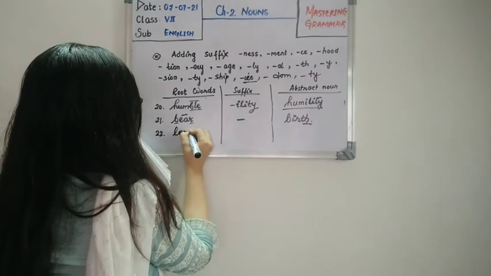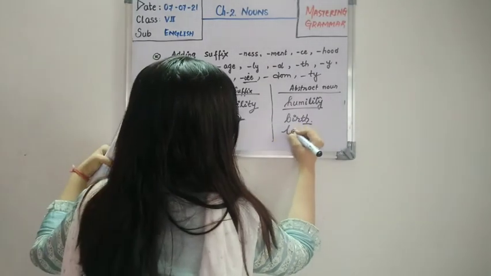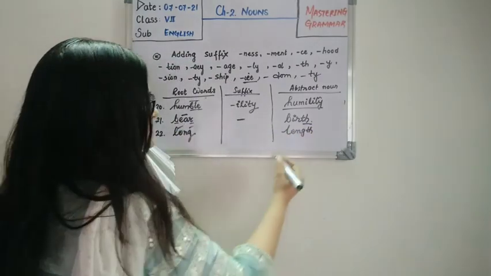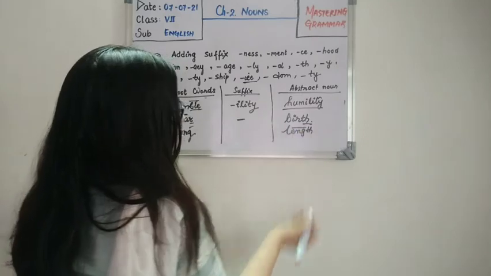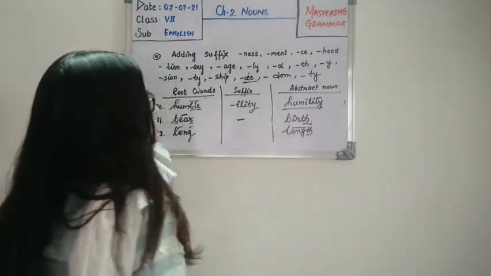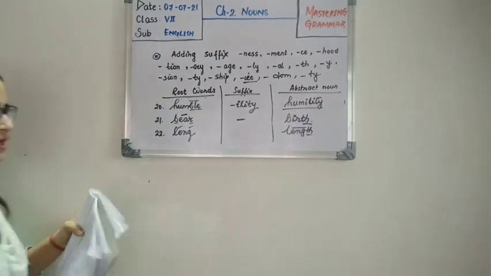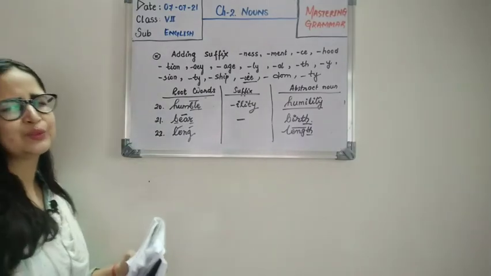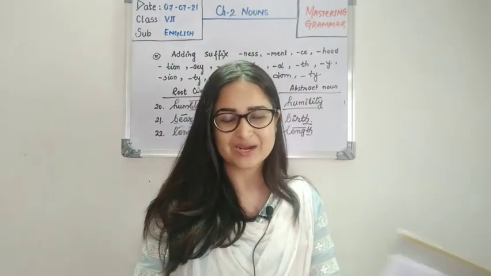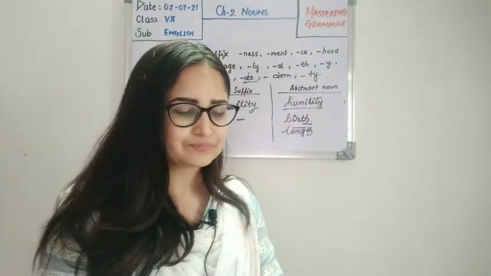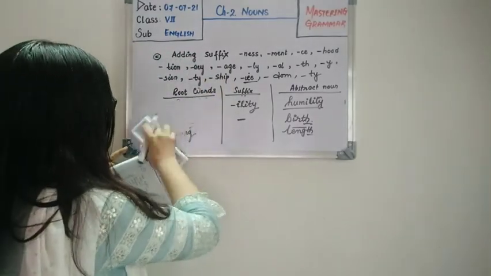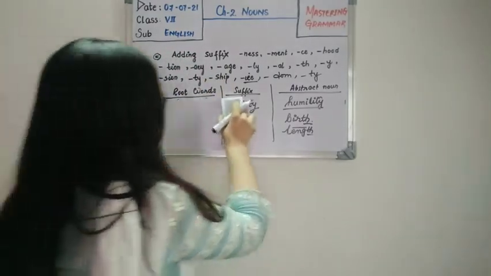Again, the next word is length. Long, okay? Long becomes length. Only L and G remain. In the center, ENG is added and ON is removed. So TH is added. So we can see how this can change. So length, breadth, width, all these words are abstract nouns.